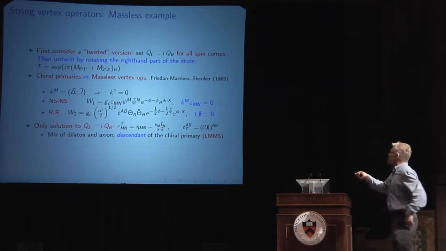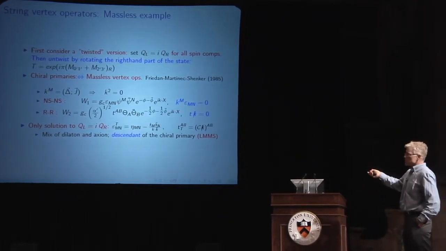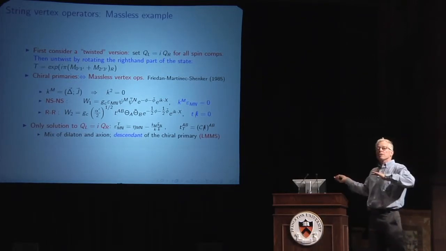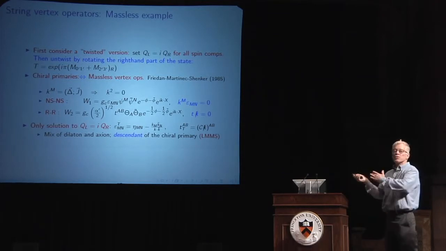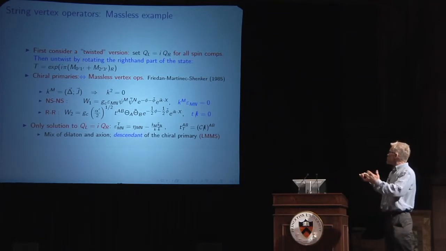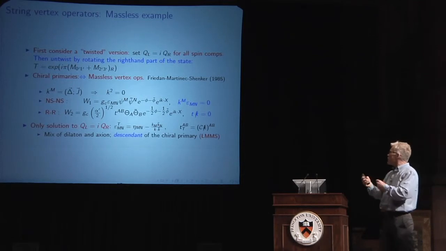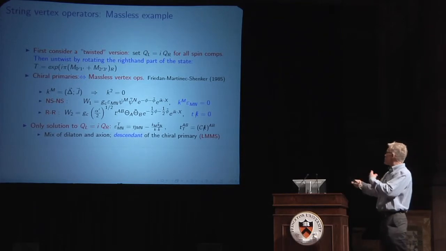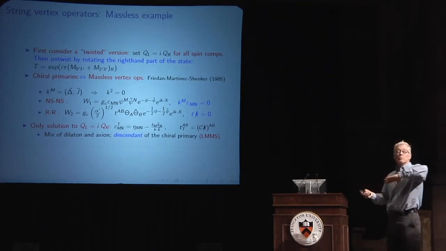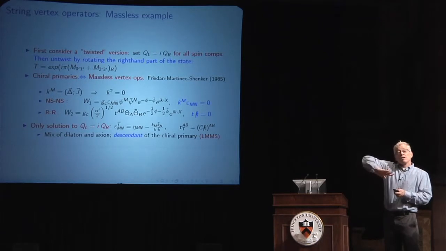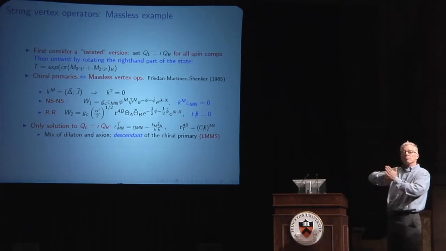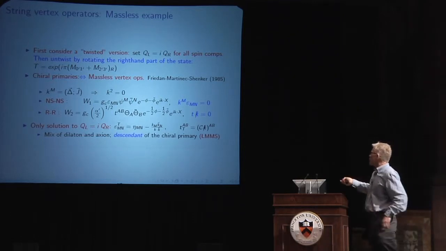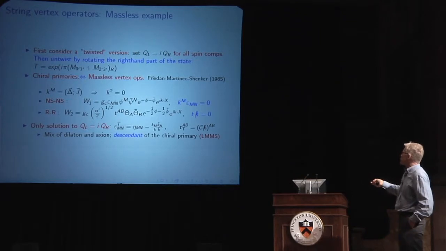Okay, so let's do a massless example first. So first thing I'm going to do is consider a twisted version. Okay, so instead of saying half the components have a plus i, the other half have a minus i, I'm going to assume that they all have a plus i. And then once I find such a vertex operator, all I have to do is untwist it. Basically I'll untwist it by rotating the right-hand part of the state by a 180-degree turn in the two orthogonal planes that I have in a 4-dimensional space. So the chiral primaries will be dual to massless vertex operators.